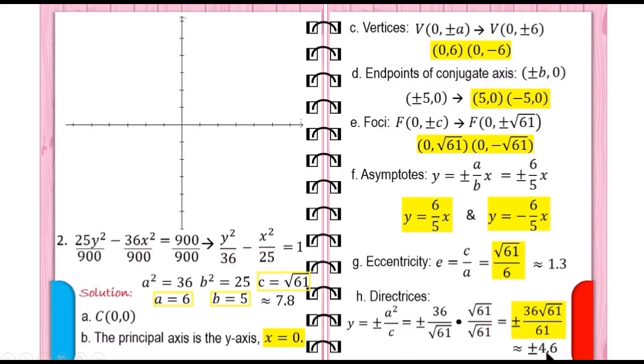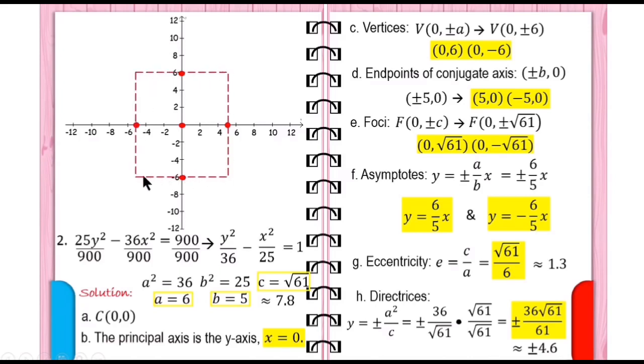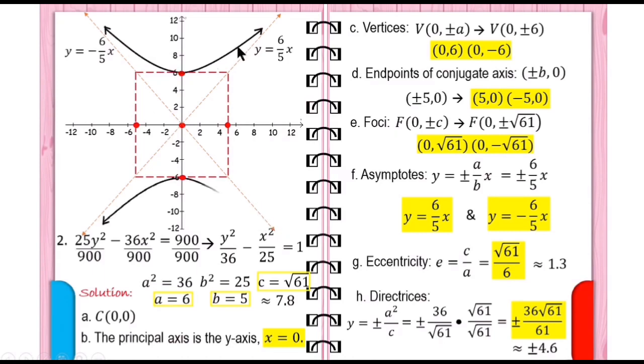Sketch the graph with center at (0, 0). The vertices are (0, 6) and (0, -6), while the endpoints of the conjugate axis are (5, 0) and (-5, 0). Next, draw a rectangle. Then the asymptotes. Thus, we can now sketch the curves of the hyperbola. Take note, we draw the curves at each vertex separately.